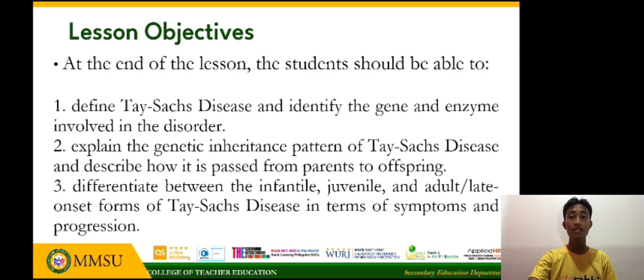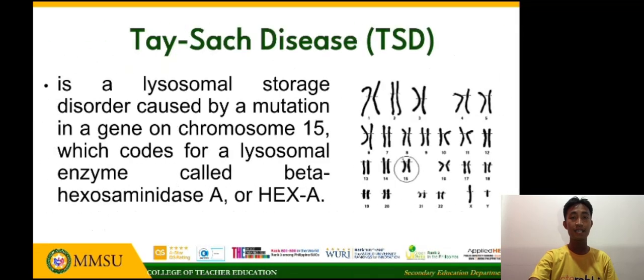So let's start with the discussion. What is Tay-Sachs disease? It is a lysosomal storage disorder caused by a mutation in a gene on chromosome 15, which codes for a lysosomal enzyme called beta-hexosaminidase A or Hex-A. Without Hex-A, these substances, especially GM2 gangliosides, build up in nerve cells and damage them.